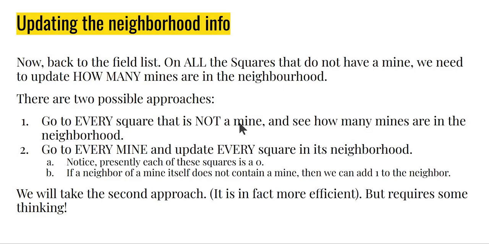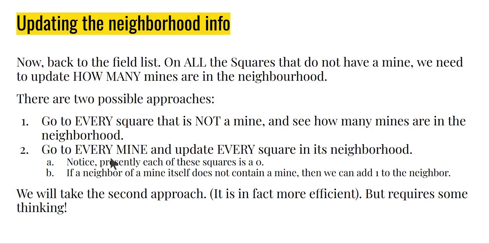The second approach, which is more efficient, which is the approach we will take, is that instead of going to every square that is not a mine, in fact, we will go to every square that is a mine. And for that square, we will update every square in its neighborhood. See the difference between the two? In this case, I'm going to every square that is not a mine and updating that same square. Here, I'm saying, okay, let's go to a square that is a mine and update every square in its neighborhood. Very interesting, the difference. This is more efficient because obviously there are fewer mines.